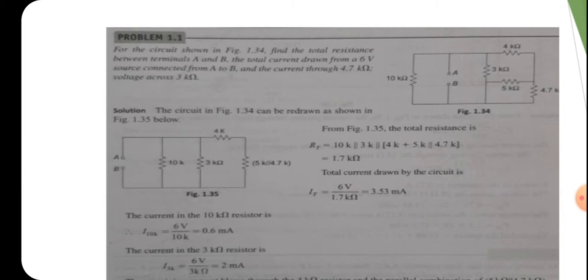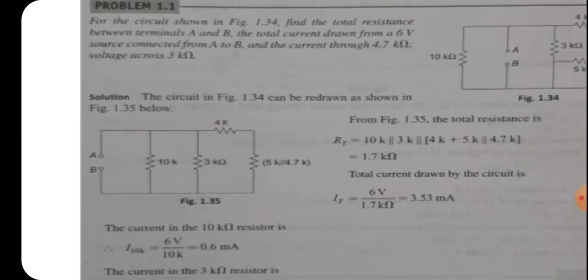Okay, how will you get the total resistance? If you look at the circuit in figure 1.35, you can find that from the right side, 4 kilo ohm is in series with the parallel combination of 5 kilo ohm and 4.7 kilo ohm. So you can write the value of these two resistors as 4 kilo ohm plus 5 kilo ohm parallel to 4.7 kilo ohm. It should have some value.